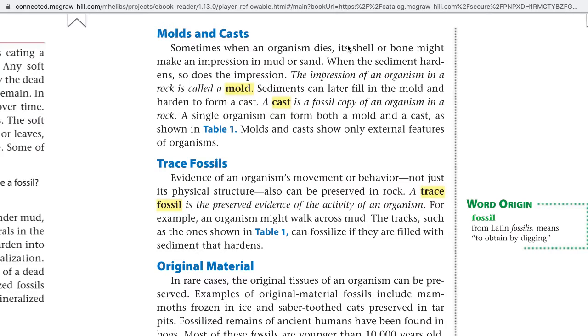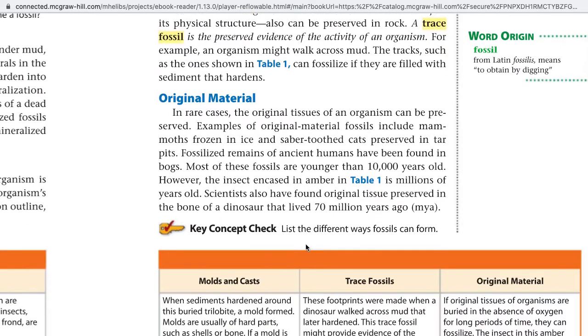Molds and casts. Sometimes when an organism dies, its shell or bone might make an impression in mud or sand. When the sediment hardens, so does the impression. The impression of an organism in a rock is called a mold. Sediments can later fill in the mold and harden to form a cast. A cast is a fossil copy of an organism in a rock. A single organism can form both a mold and a cast, as shown in Table 1. Molds and casts show only external features of an organism.